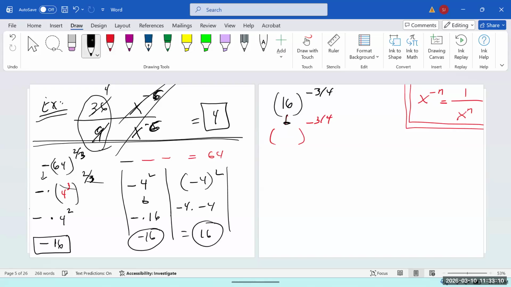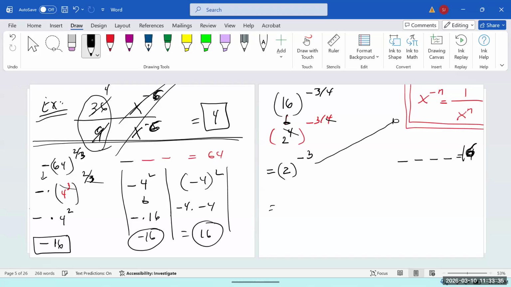What are we looking for? One number, how many times? So can you find the same number 4 times, to turn into 16? 2. So we have 2 to the 4. And then what happens to the 4? Cancel out. So we have 2 inside and negative 3 outside power.